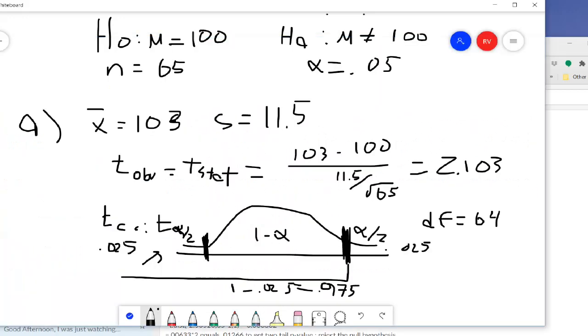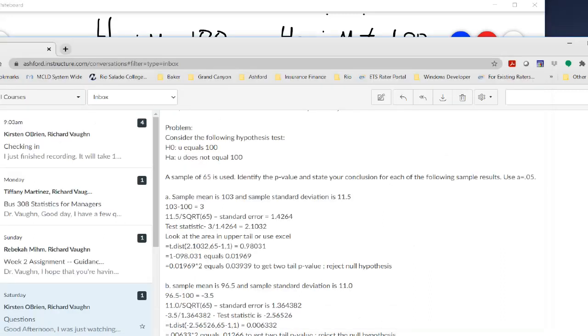So what I actually have on here is copied the null and alternative hypothesis, the n, and then the alpha value. We do have this X bar sample mean in part A of 103, and they give us the standard deviation of 11.5. So I calculate the t observed statistic by taking the X bar minus the hypothesized mean divided by S divided by the square root of n. That's the standard error. So this difference between the means divided by the standard error, and you get the same thing, the 2.1032 that you have referenced over here.